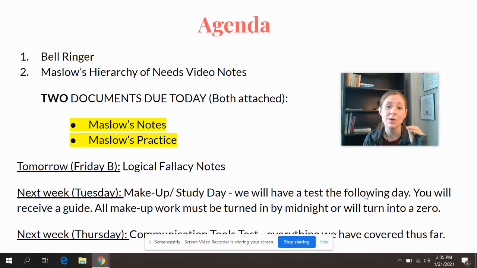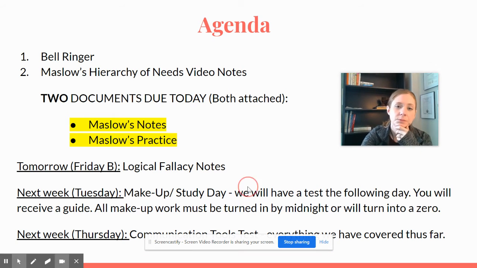Any makeup work that you want to give to me needs to be turned in before your test on Thursday. So Tuesday at midnight is the last day to turn in makeup work before everything turns into a 0, because after a unit, we do not go back and reteach and readdress standards that we've already taught.